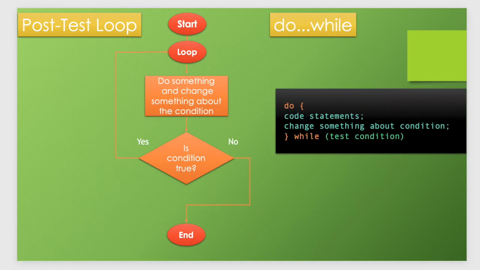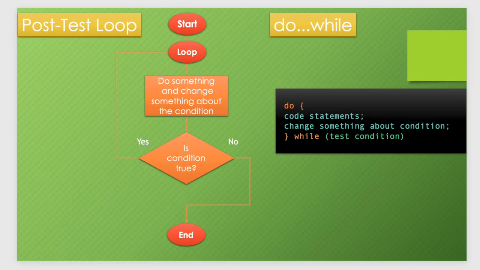In JavaScript, the post-test loop is the do-while loop. We use the keyword do, a set of curly brackets that contain our code statements and what we want to change about the test condition. Then we have the keyword while and our test condition.